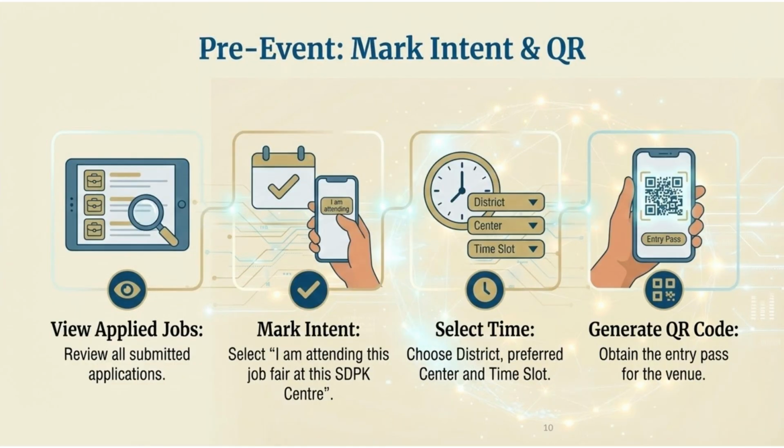The pre-event steps continue with mark intent and QR generation. Candidates view applied jobs, then mark intent by confirming attendance. They select time, choosing a preferred district, center, and time slot. Finally, a QR code is generated to serve as the entry pass for the venue.